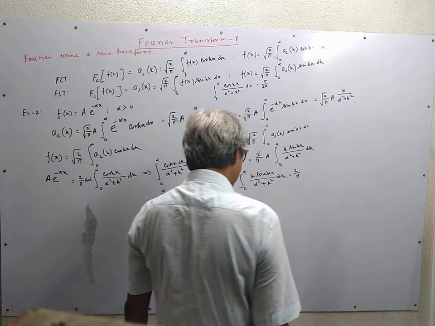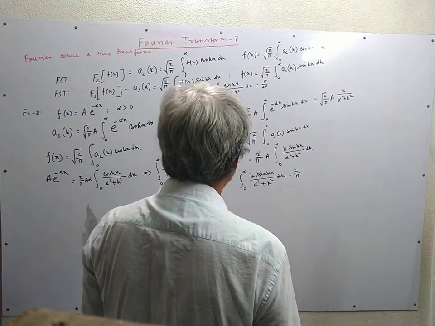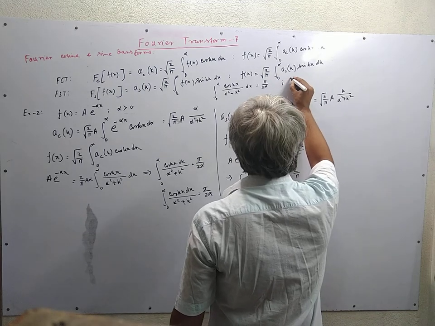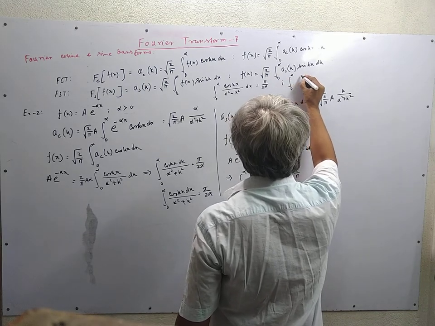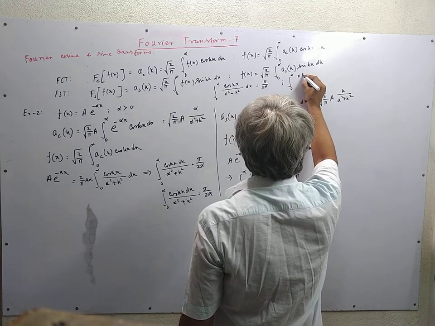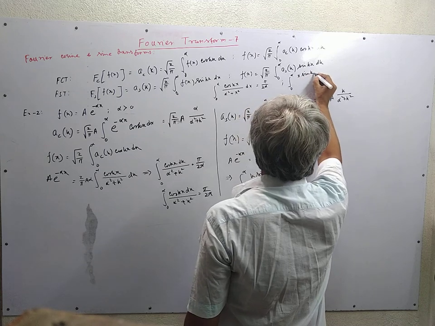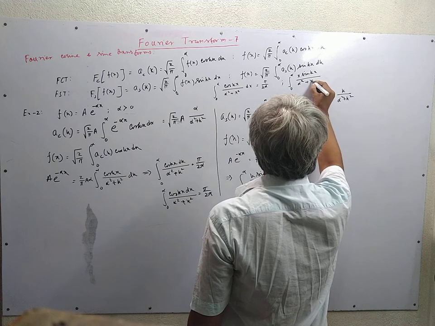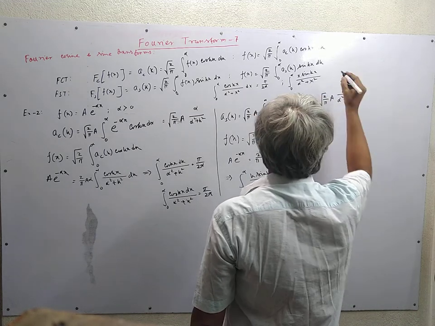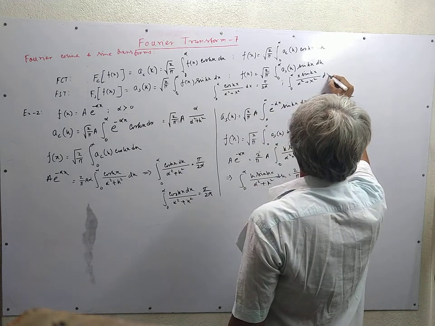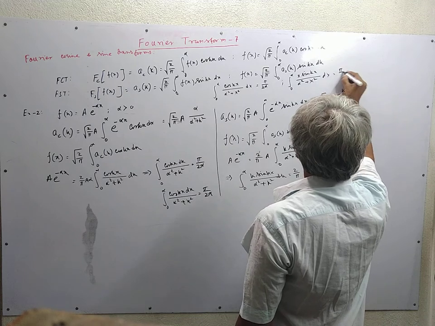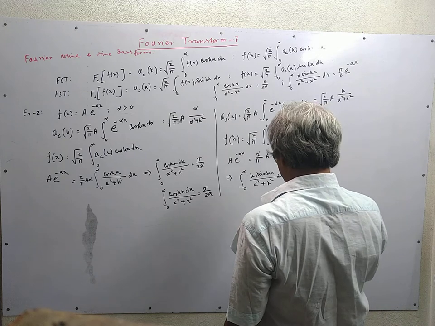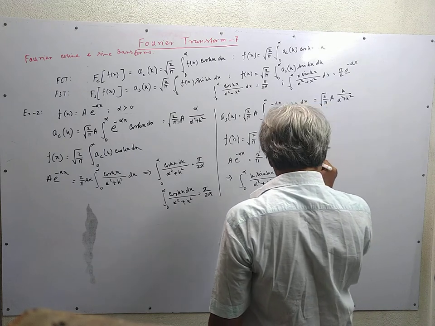two by pi. And if we write it in terms of x, the result is integral from 0 to infinity of x sine kx over alpha square plus x square dx is equal to pi by 2 e to the power minus alpha k. Oh, I have missed e to the power alpha x here.